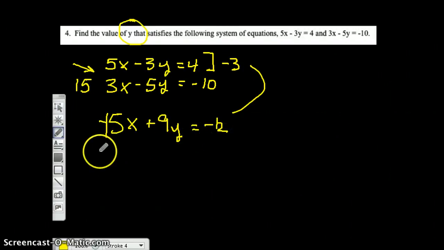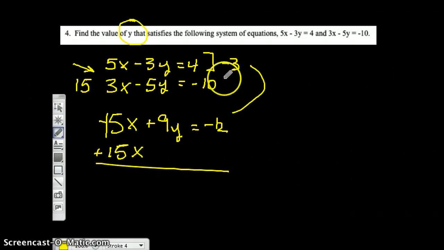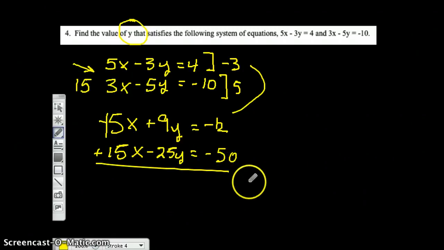Now remember, my goal is to get rid of the x, so I need a plus 15x here at the bottom. The only way I could do that is to multiply the second equation by a positive 5. And when I do that, I get 15x minus 25y is equal to negative 50. Okay, so let's add the sides together.